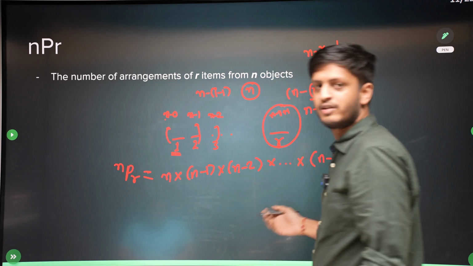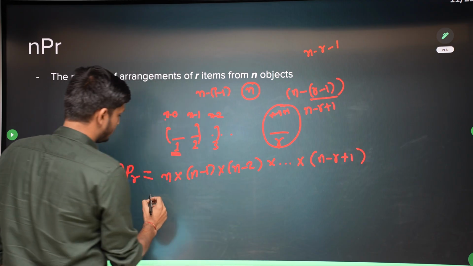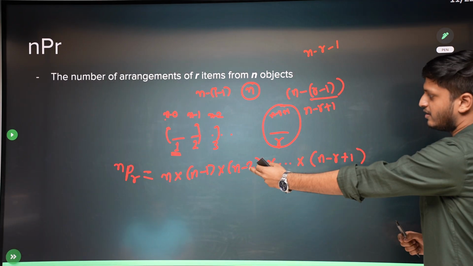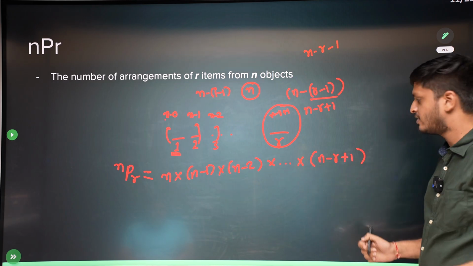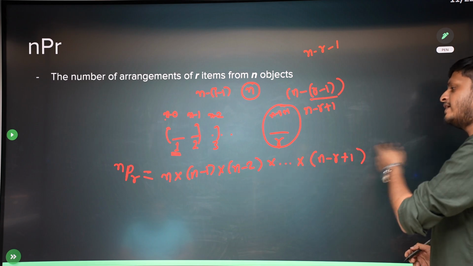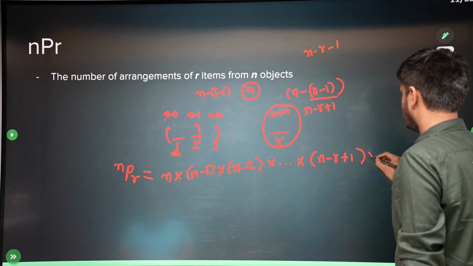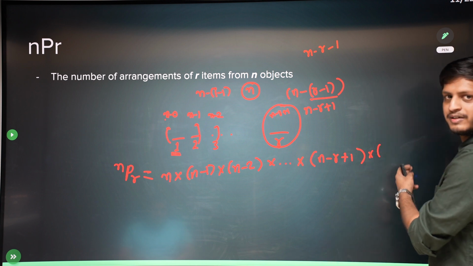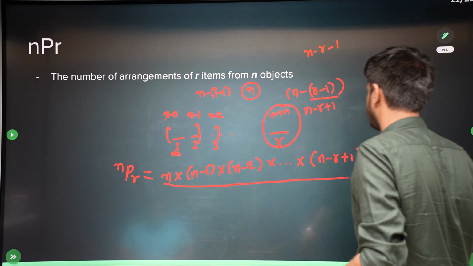Now we can use factorials to simplify this. We know that n factorial is the product of all the natural numbers from 1 to n. So why not complete it up to n? Let's try to complete it up to n. I'm multiplying some new numbers here and I'll divide by the same numbers.